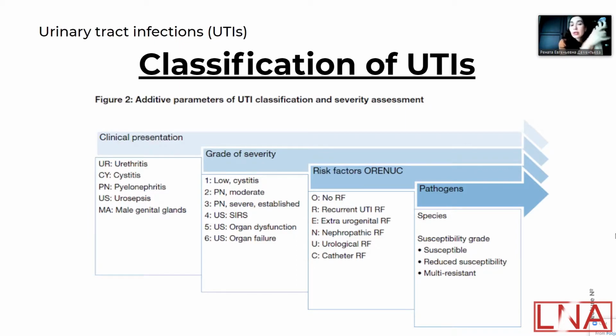Risk factors from this classification, which we discussed with you, are O, R, E, and O, C. And pathogens, specialty, or susceptibility grade: susceptible, reduced susceptible, and multi-resistance. It depends on the sensitivity to antibacterial drugs. Surely by this grading, we can assess the severity and the outcomes for our patient.